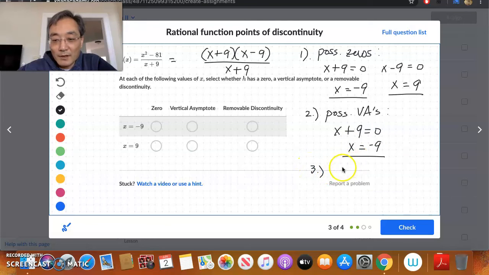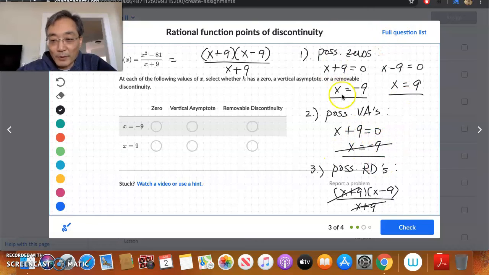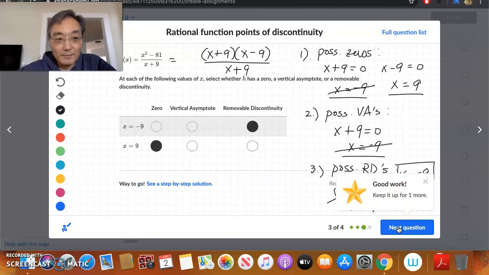However, as I said, the removable discontinuities take precedence. So in this case, it looks like we have common factors of x plus 9, correct? So these cancel out, which means we no longer have this and we no longer have this. So we have a removable discontinuity at x equals negative 9. There's a hole at x equals negative 9, right there. And then we have just this left. We have a 0 at x equals 9. And that is it. Okay, one more.